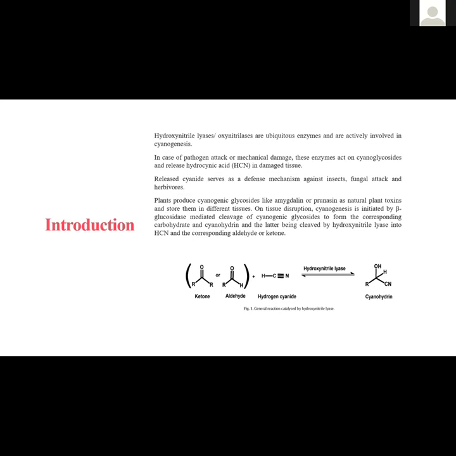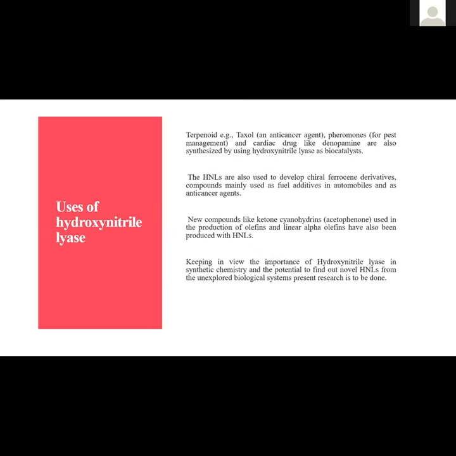tissue. On tissue disruption, cyanogenesis is initiated, and enzyme-mediated cleavage of cyanogenic glycosides occurs, and later this releases hydrocyanic acid. This hydroxynitrilase has therapeutic and agricultural purposes, such as an anti-cancer agent, pheromones for pest management, and cardiac drugs like diltiazem.